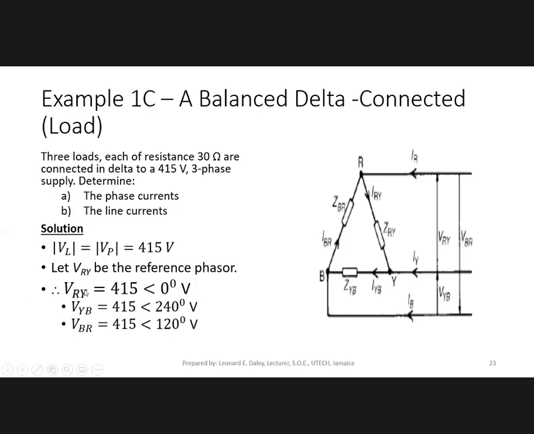But when we're using the star system, we set out the red phase voltage at angle 0, the yellow phase voltage at angle 240, and the blue phase voltage at 120. We're doing the same thing now with the phase voltages for the delta system. So we're using VRY at angle 0 and VYB at 240 and VBR at 120. So it's a very important question, and yes, you should take note.